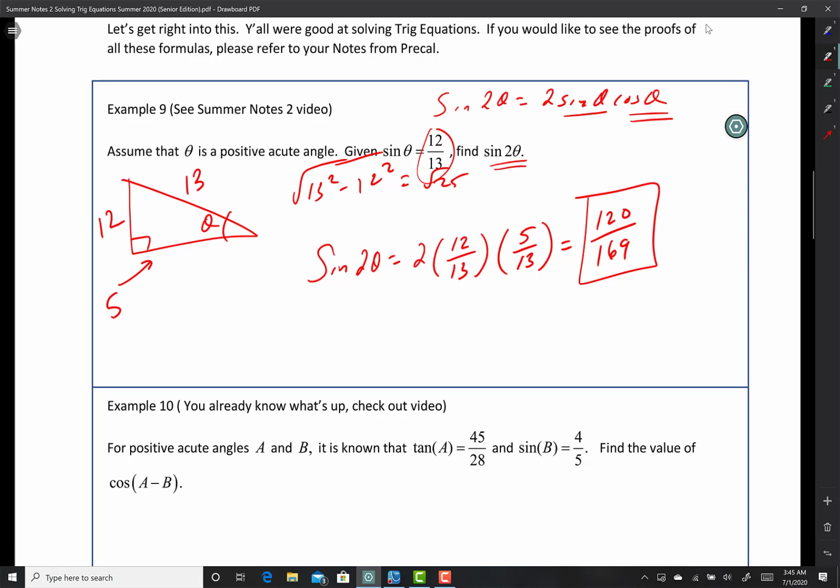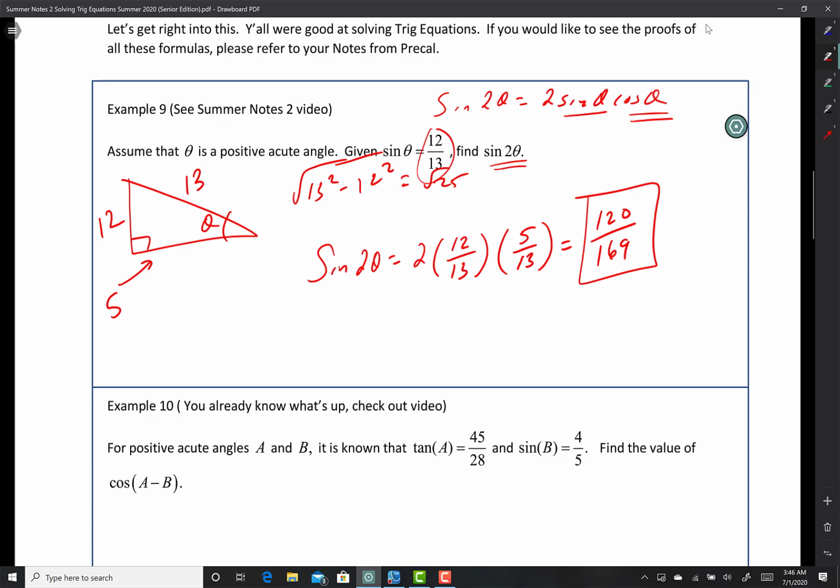Now, I don't want you guys to freak out. I don't want you guys to be a robot. It's very easy to become a robot. Make sure you understand what this means. This means that if I were to find the angle that creates 12 over 13 and I were to double that angle, the sine of that doubled angle would give you 120 over 169.